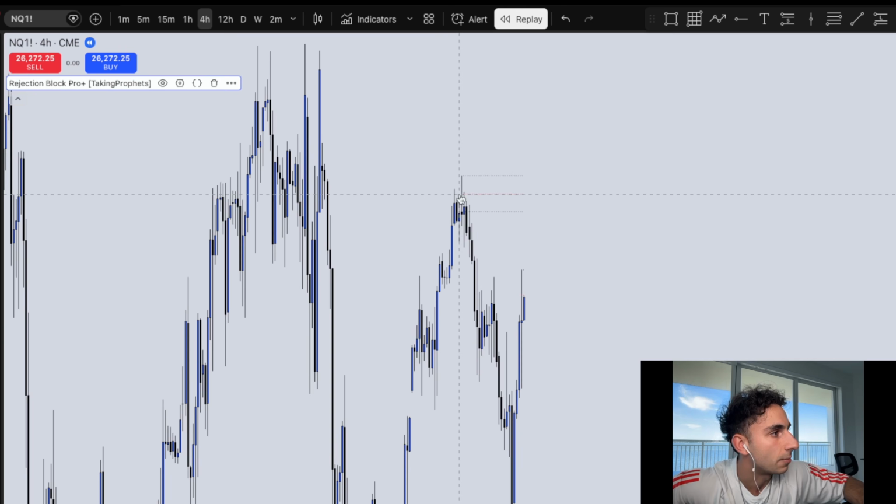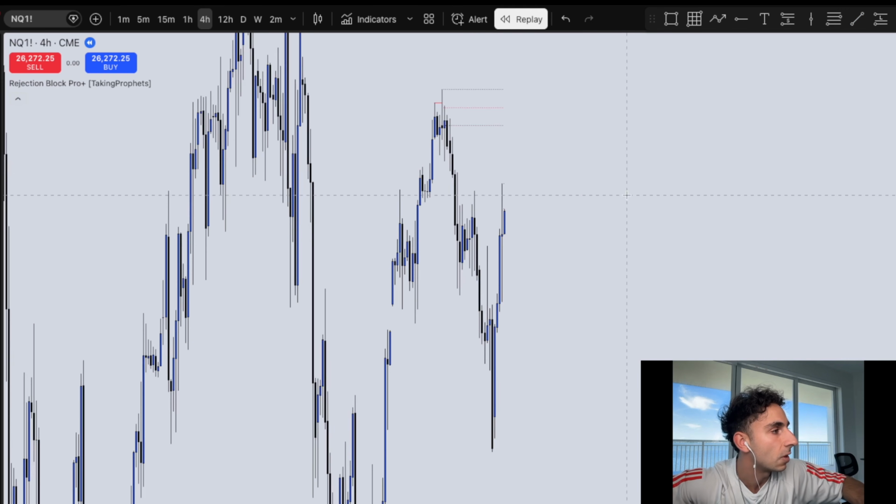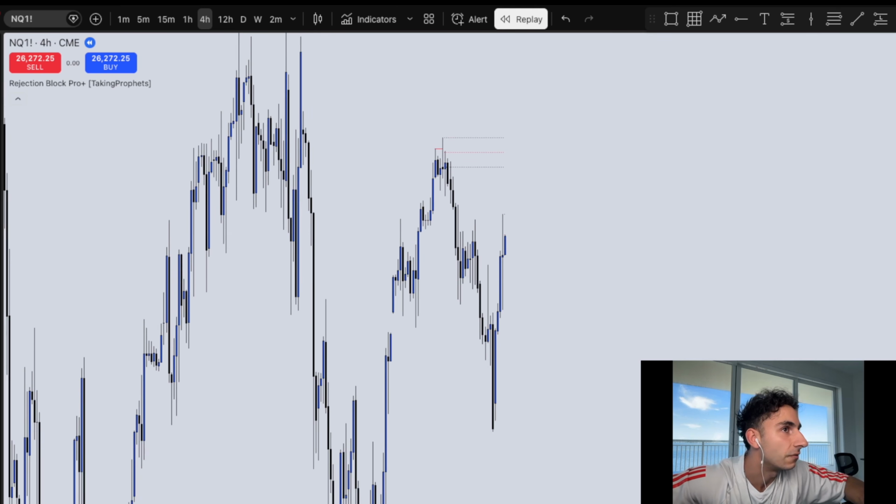We have this rejection block up here. This is just kind of an example for you guys to see it again on the chart. This is the 4-hour time frame, but as you can see, this wick swept out the one to the left and then rejected back into the range, creating a rejection block. And as I said, this is the 4-hour time frame.